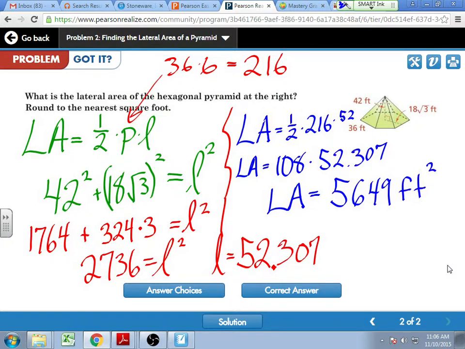Yeah, that's fine. Grant, how did you get the 2736? I just did 42 squared plus 18. How much are you relying on your calculator? Because if you type in 18 radical 3 squared, it's only going to square your radical 3. I put it all in parentheses. So you put the 18 radical 3 in parentheses. Then when you squared that, you should have gotten 324 times 3, which was actually 972.